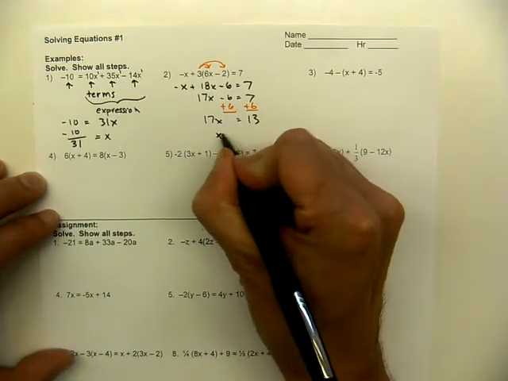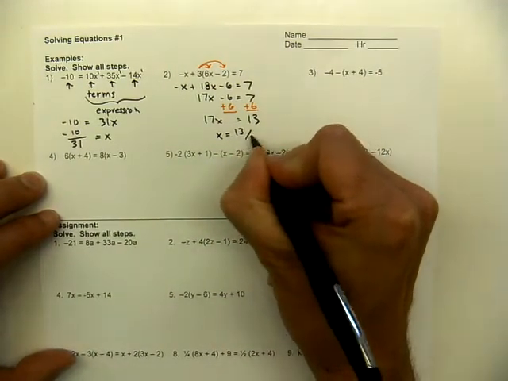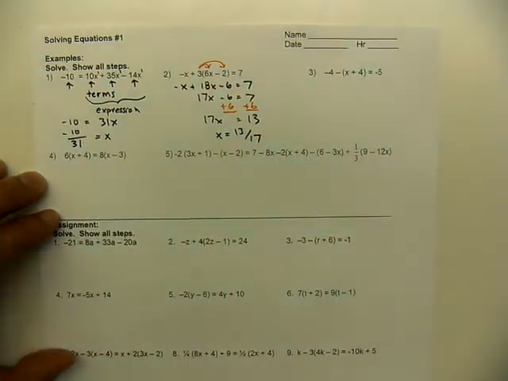And then divide away the 17. So again, notice you'll get some strange fractions in some of these problems. Don't be alarmed by that. We'll just reduce the fractions. Do not turn that into a decimal value.